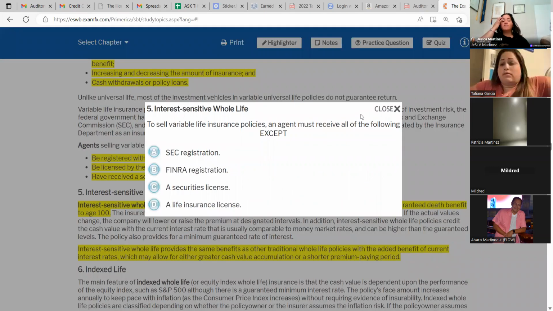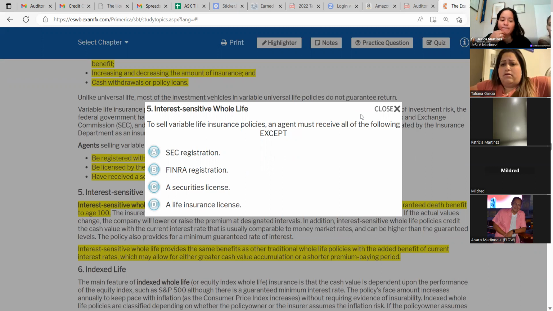To sell variable life insurance policies, an agent must receive all of the following except which one? SEC registration, FINRA registration, security license, and a life insurance license. Which one do we not need? Security license is the investment one. It's a Series. Oh, okay. So we need that one, and we need the life insurance.